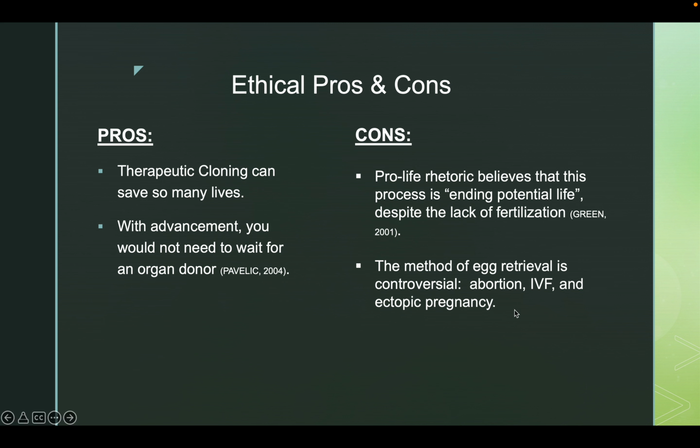And then the real thing for me here is the method of egg retrieval is very controversial. Abortion, which is a very sensitive topic right now in the United States, IVF treatment, and then ectopic pregnancies. These are the ways that we're able to currently harvest these eggs.